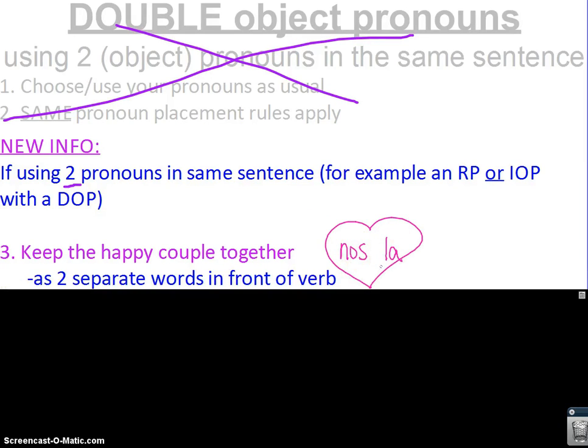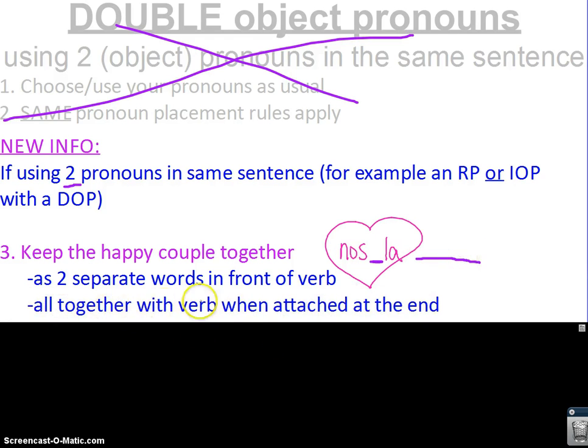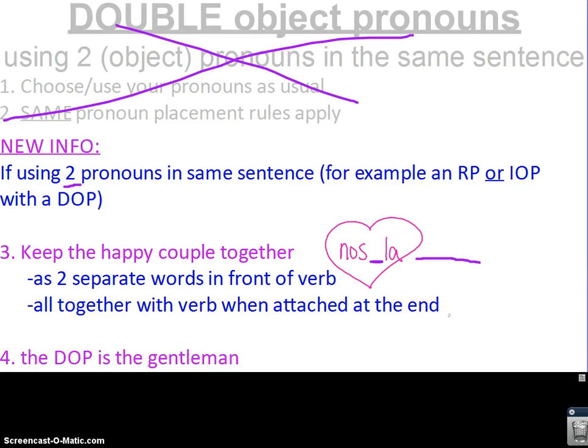They will go as two separate words in front of a verb, so there'd be a space in between them, if you have your verb, conjugated or negative command right here, or all together with the verb when they're attached at the end of an infinitive, present participle, or affirmative command. But you keep them together, and they have a specific order.